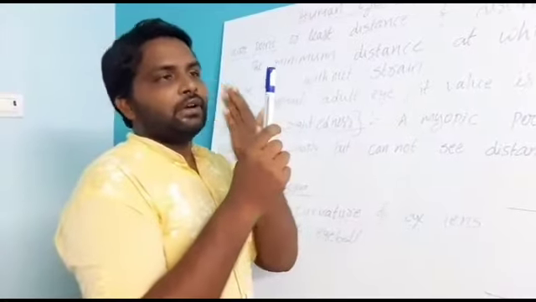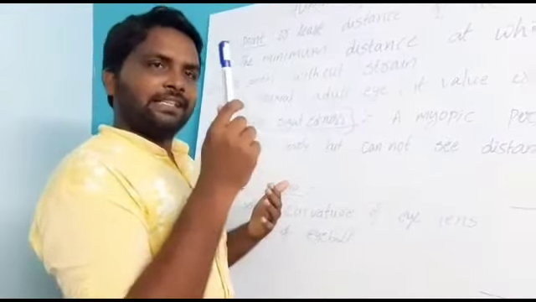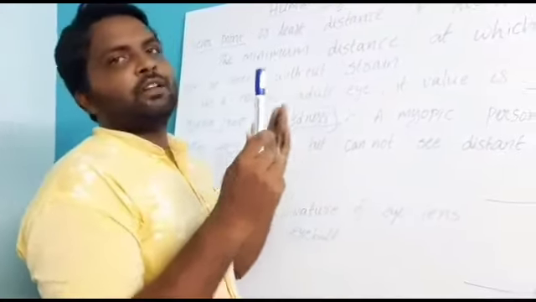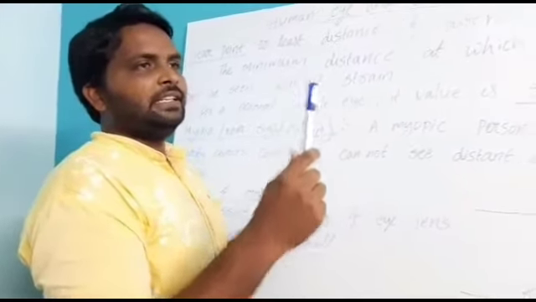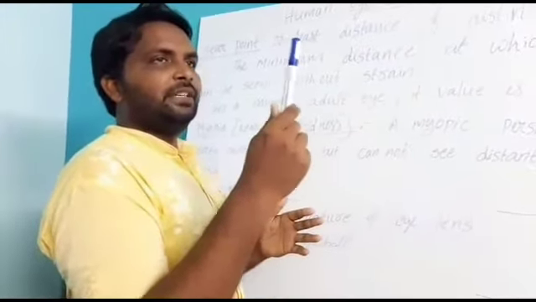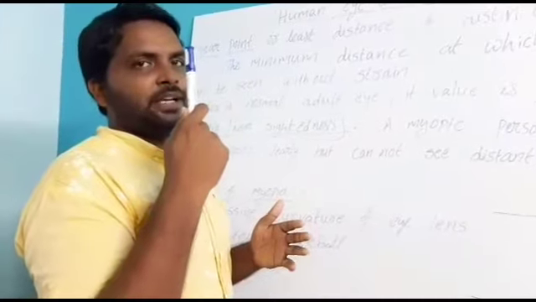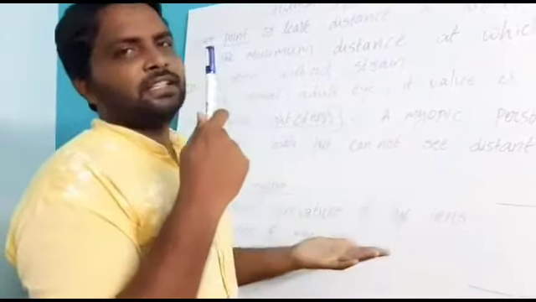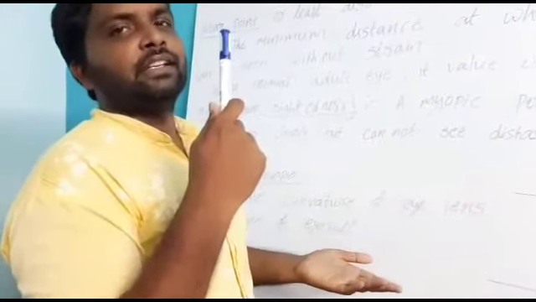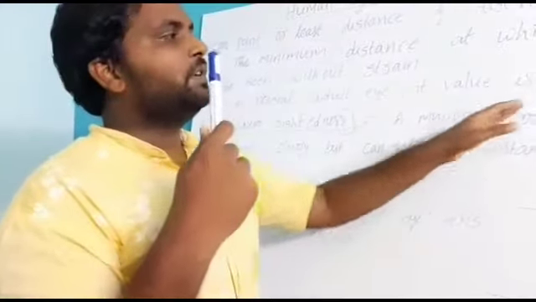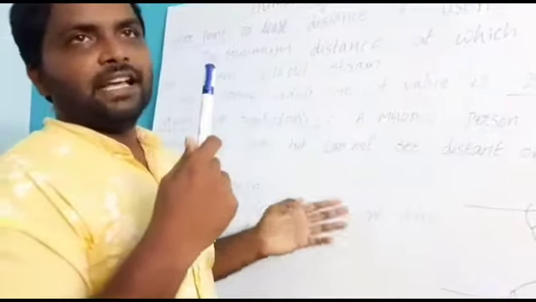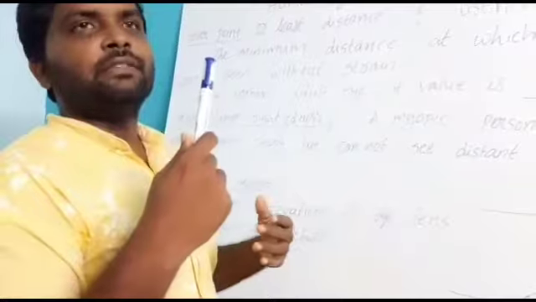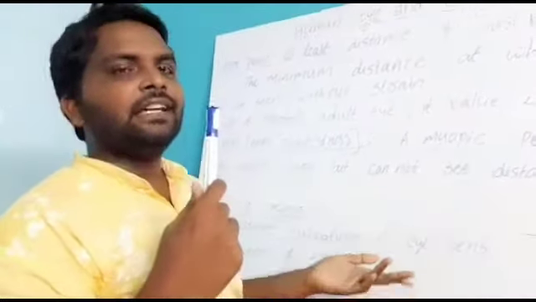Distance should be 25 centimeters. Then only we can see the objects. That is the normal range. If an object comes very close, closer than 25 centimeters, we can't see it properly. Normal persons also can't see that object. So that is the normal value. Up to 25 centimeters we can see the objects. Below 25 centimeters we can't see those objects.